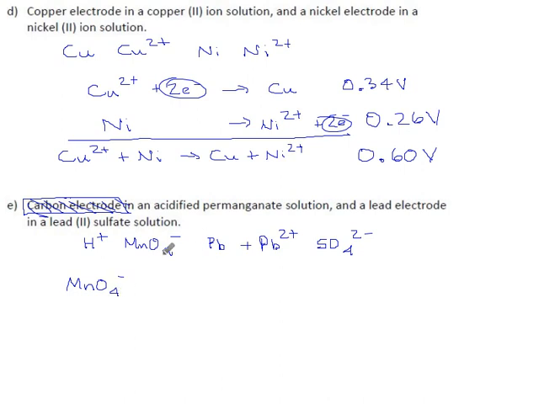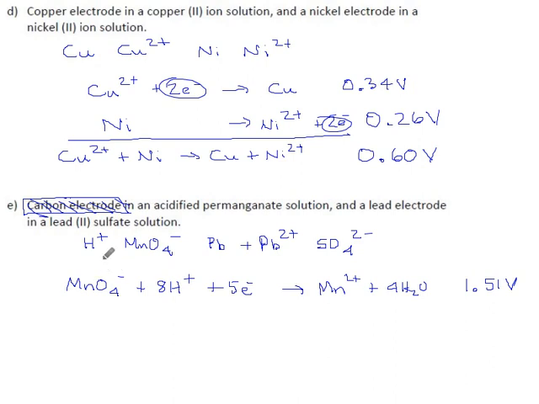This is the easy part. You just copy it out. Plus, is it 5 electrons? Yeah. And that produces manganese 2 and 4 waters. And according to the data book, the voltage for that is 1.51 volts.